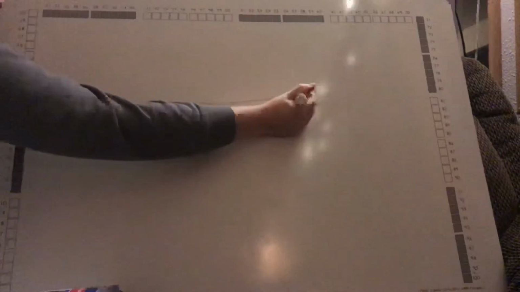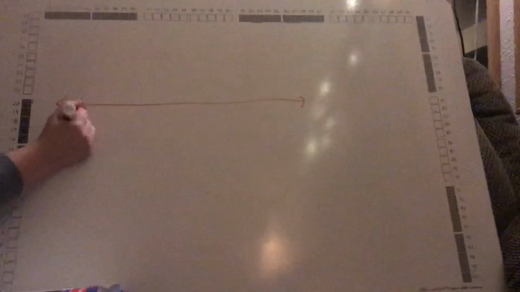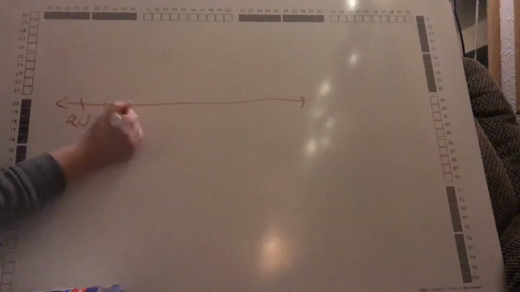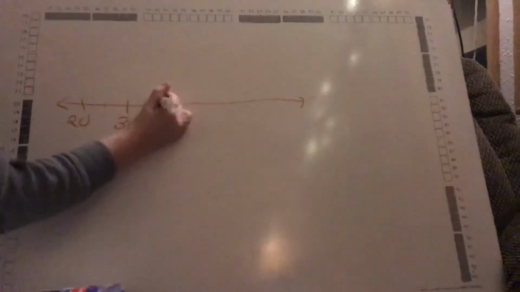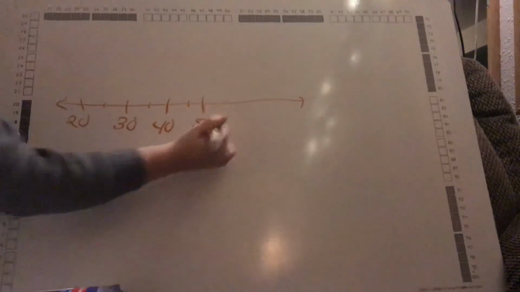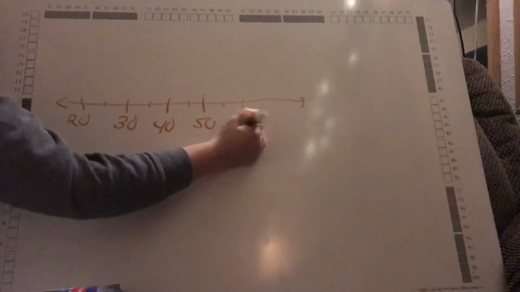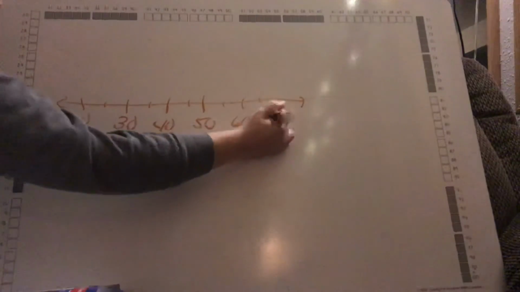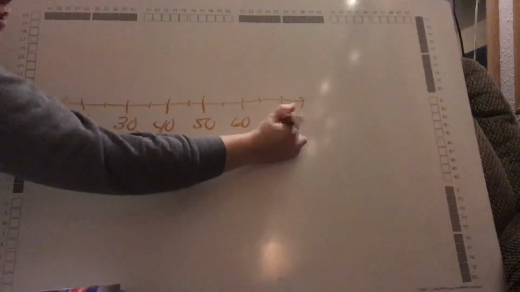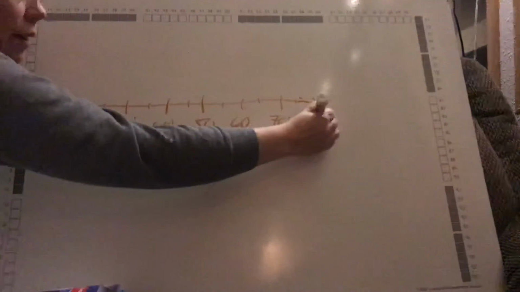So, we've got a number line, and we're counting by 20s. So, there's 20, 30, 40, 50. I think I made my lines too big. Oh well. 60, 70, and 80.